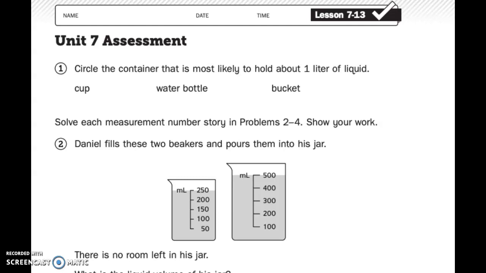All right, we have reached the end of Unit 7. And this might look like one of your math tests, but we are calling it a math checkup. We just want to see how well you know everything we've been learning in Unit 7. So, we want to see your own work.